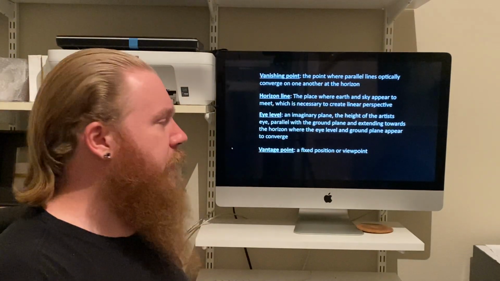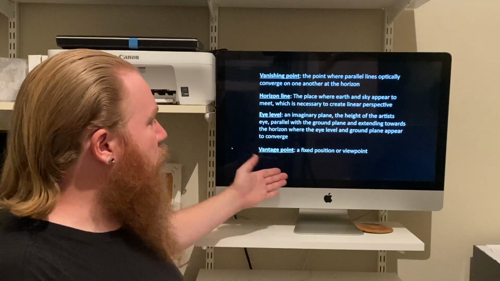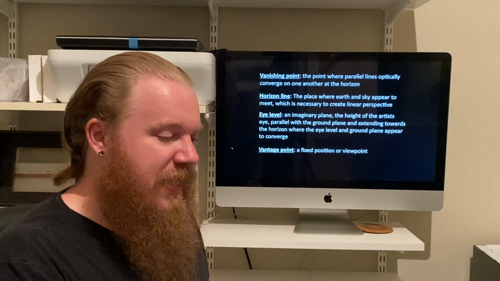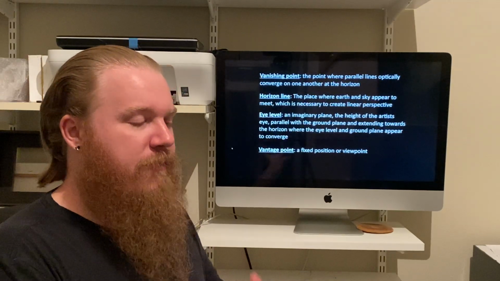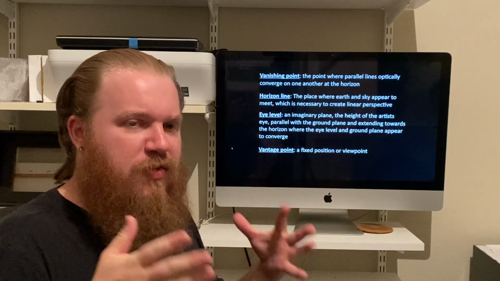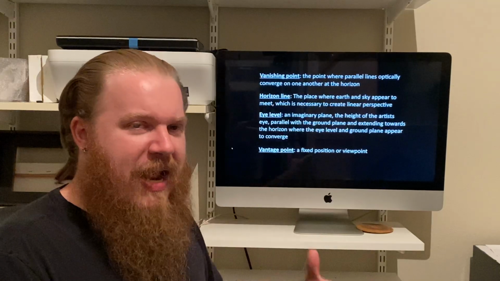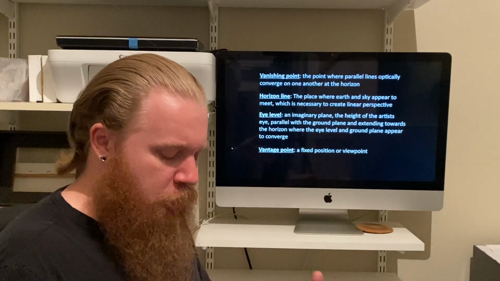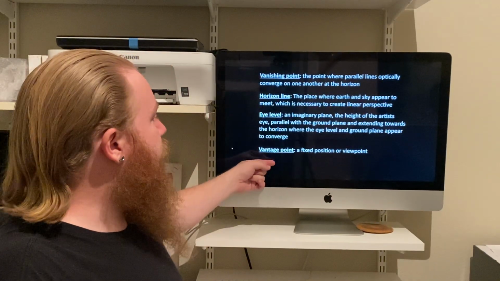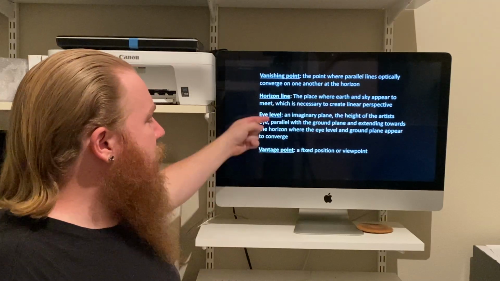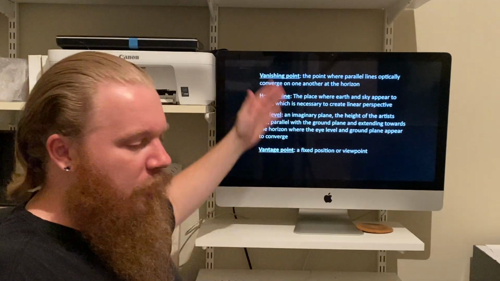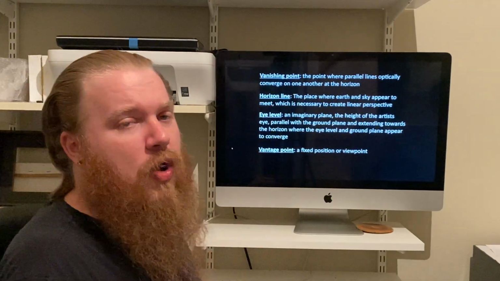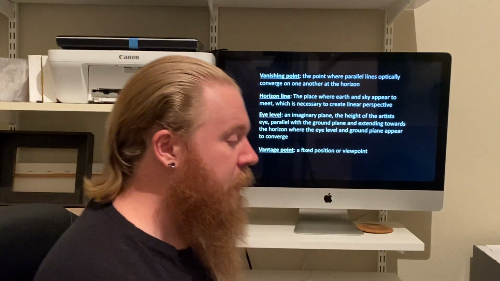Now, aside from that, we also have the vantage point, and that is the fixed position or viewpoint. So that would be the view from which we, the viewer, are looking and creating that object or that representation. And so the viewpoint also tends to go in line with eye level, the vanishing point, the horizon, all of this. So all of these things tend to go hand in hand.